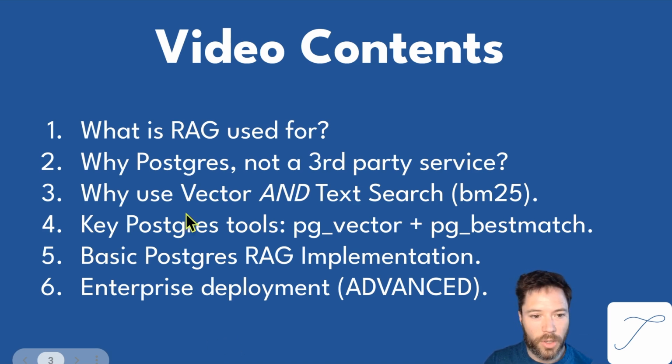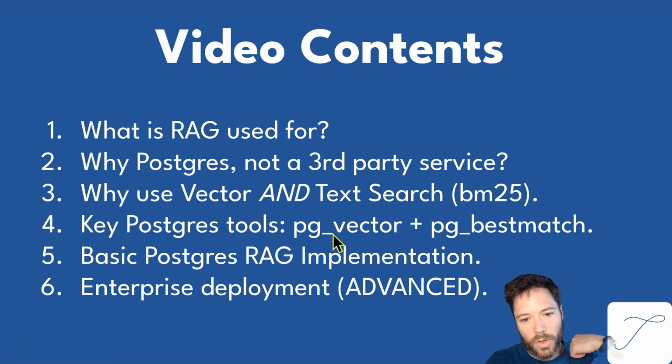So here's the video structure. I'm going to talk through what RAG is used for. I'll actually show you that app I mentioned in the intro because it'll give you a sense of what you can achieve by the end of this video if you go through what I do step by step. I'll talk then about why Postgres as opposed to using a third-party service, and give you some of the advantages there. Then I want to describe a little why you would use vectors and text for doing a search for the most relevant chunks. Then I'll give you a little bit of chat on PG vector and PG best match. These are capabilities within Postgres that really speed up getting the best chunks.